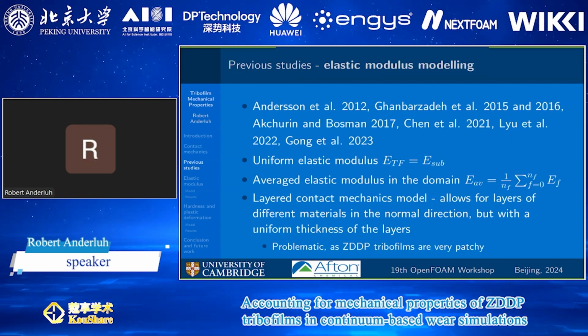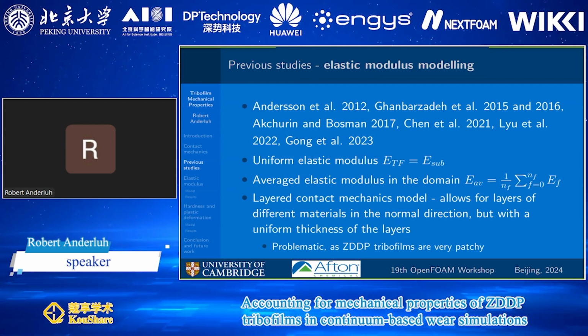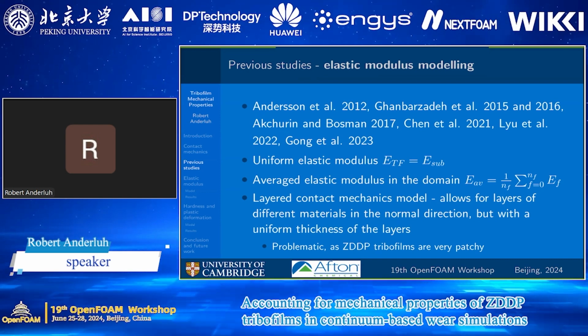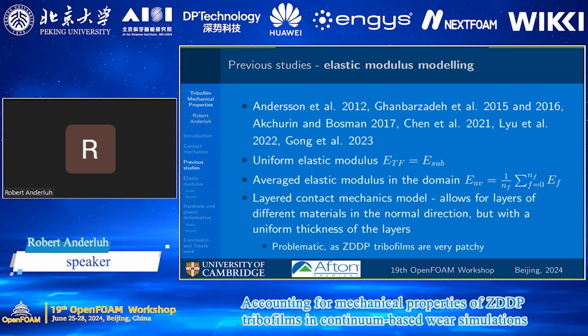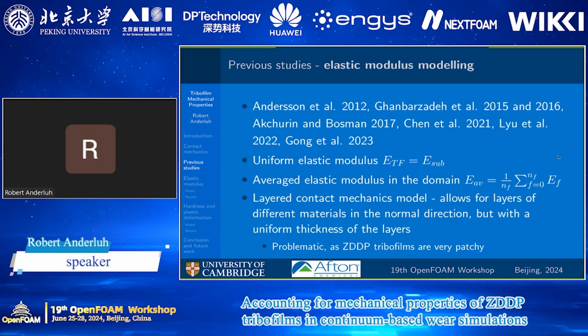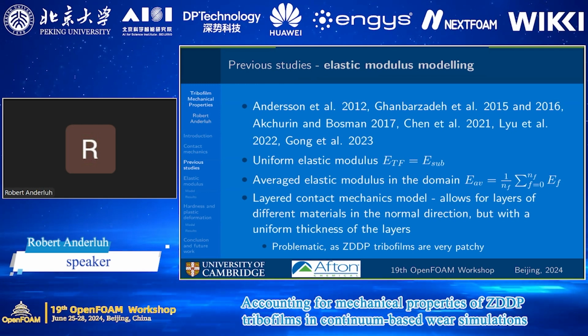Looking at some previous researchers, some people said, okay, I'll just assume that the elastic modulus of the tribofilm is the same as the elastic modulus of the substrate, which is steel. Some people said, okay, I'll go around the domain. This is the second assumption. And I'll average the elastic modulus that I find all over the domain and simply plug in that one value.